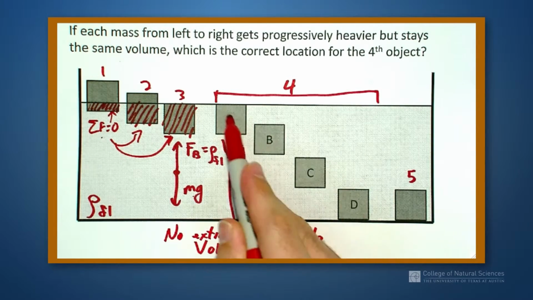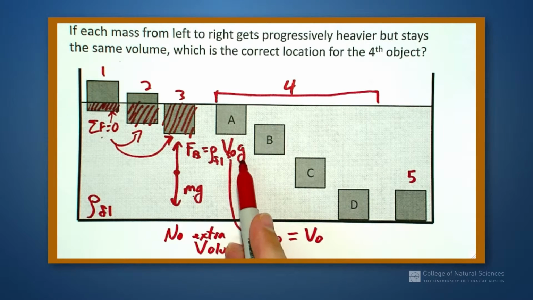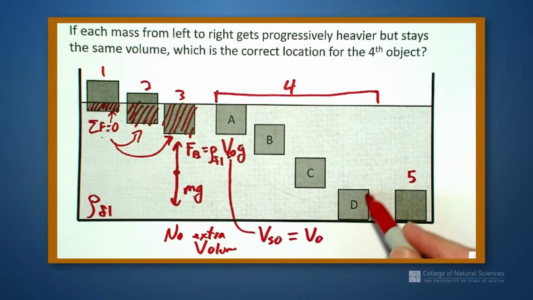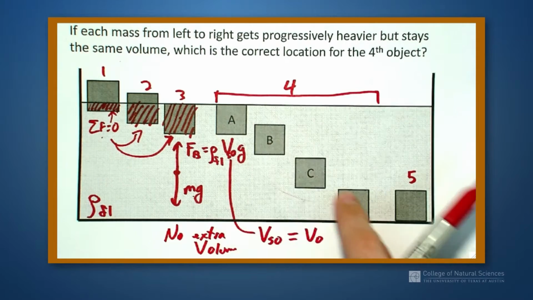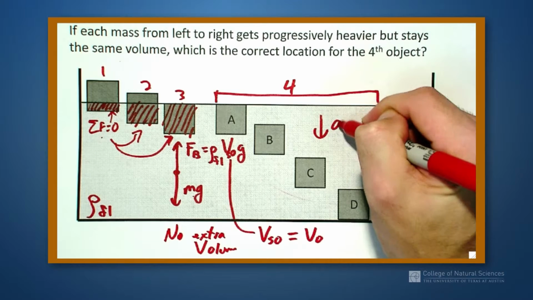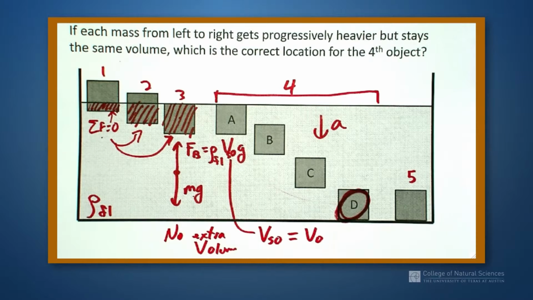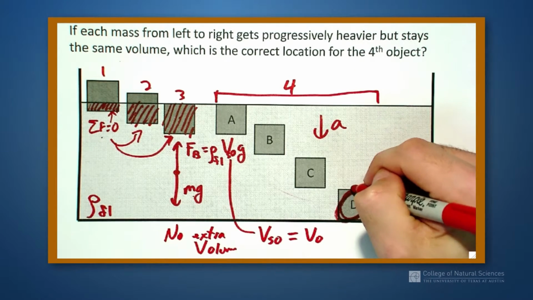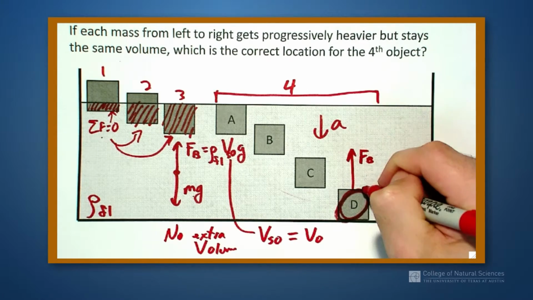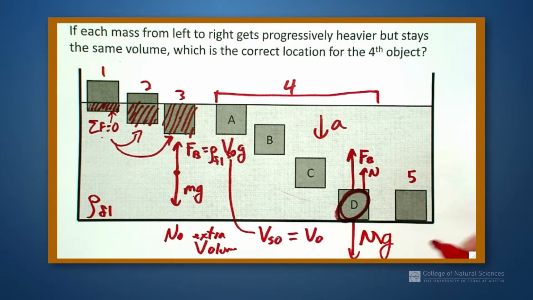Well, in case 4, we have a slightly larger weight force. We don't have an increase in our buoyancy force. So when we look at these, each of these masses in here are our possibilities. They're going to have a downward acceleration until it hits the bottom. So choice D is actually the right answer because it has a free body diagram that has a buoyancy force. It also has a normal force, and those are what's equal to the weight force.